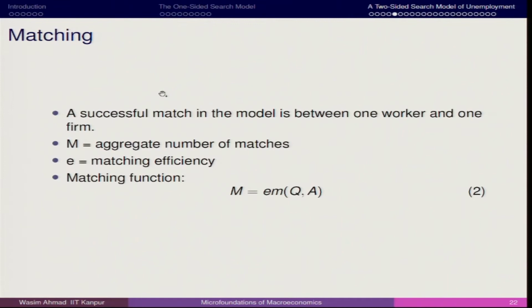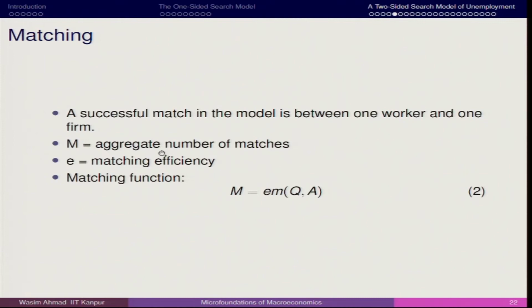Now, here we have the matching. So, what is the matching? When I am using the term matching, I mean the unemployed person who is looking for a job, the skilled worker, and the firm which is looking for the skilled worker, how these two are interacting with each other. That is what we are matching. The individual is looking for a job and the firm is looking for labor, how they interact when the matching takes place. So, a successful matching in the model is between one worker and one firm.